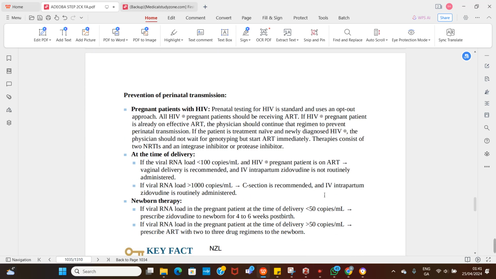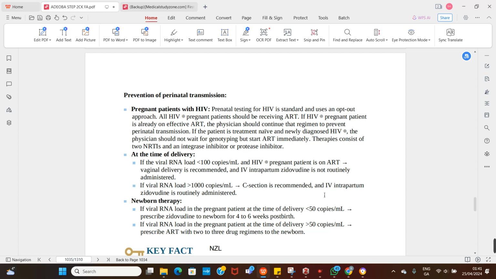It's also very, very important for us to remember the prevention of perinatal transmission. Very, very important stuff. So pregnant women with HIV should undergo perinatal testing. It is a standard in the US. It is a standard, but it's usually through the opt-out approach because you can make it optional. If you want it, you do it. If you don't want it, you don't do it. So you don't force them.